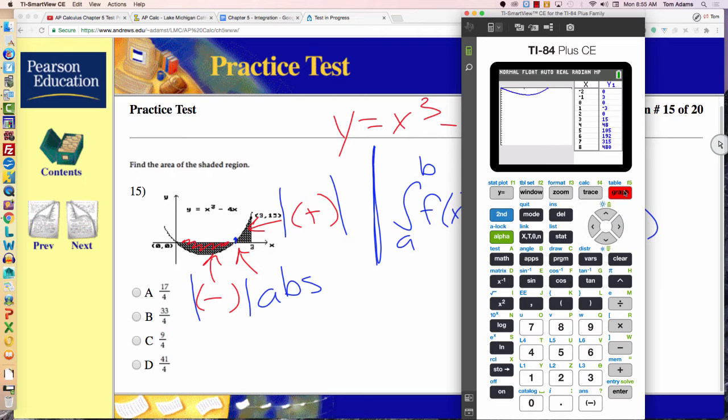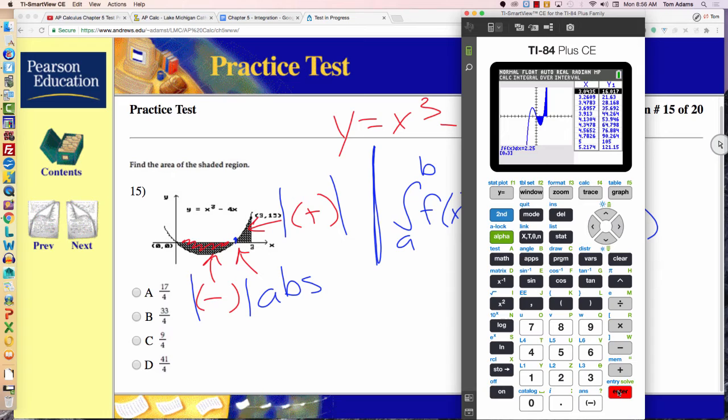Whoops, I've got to adjust my window a little bit. We'll do standard, which is 10 by 10. And now I want to take second calc, and I'm going to choose option number 7 to evaluate the area under the curve. And we're going to go from 0 to 3, it looks like. So 0 is my lower limit, 3 is my upper limit, and I get 2.25.